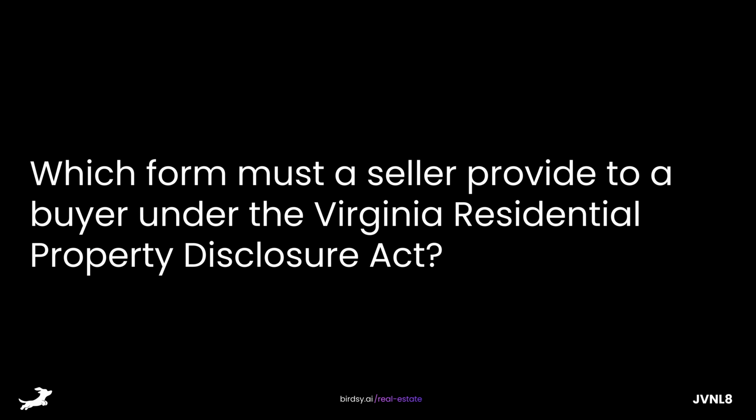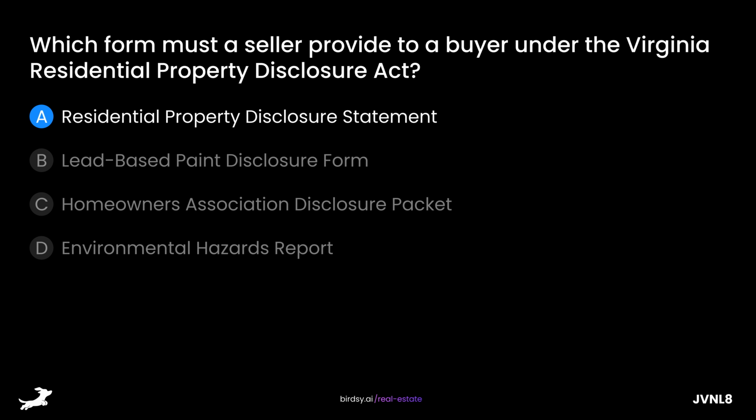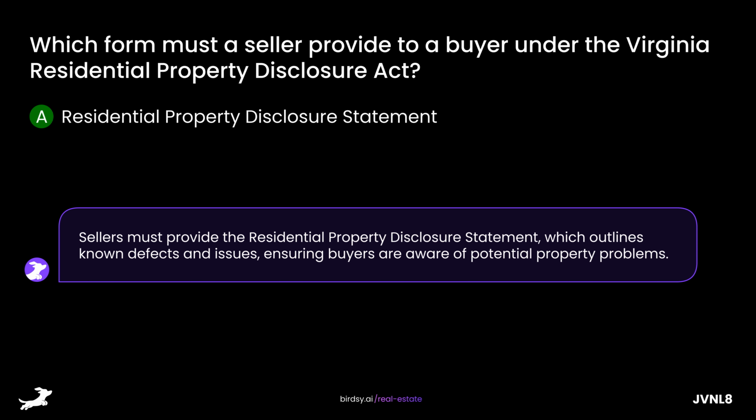Which form must a seller provide to a buyer under the Virginia Residential Property Disclosure Act? Is it A, Residential Property Disclosure Statement, B, Lead-based paint disclosure form, C, Homeowners Association disclosure packet, or D, Environmental hazards report? The answer is A, Residential Property Disclosure Statement. Sellers must provide the Residential Property Disclosure Statement, which outlines known defects and issues, ensuring buyers are aware of potential property problems.